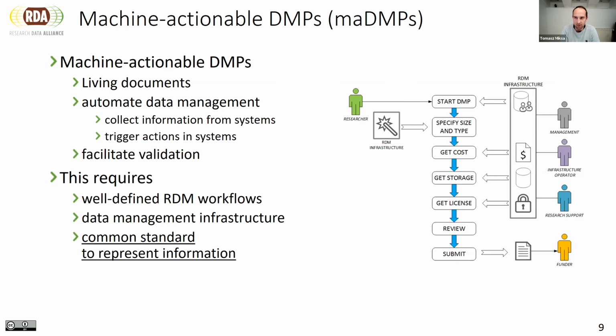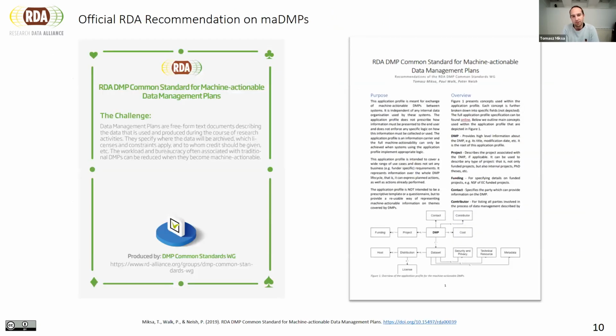And the focus of the working group was to find a common way to represent information that you typically find in data management plans. And the working group has produced a recommendation. You can see it here. It's a two-pager document plus an extensive documentation on GitHub.